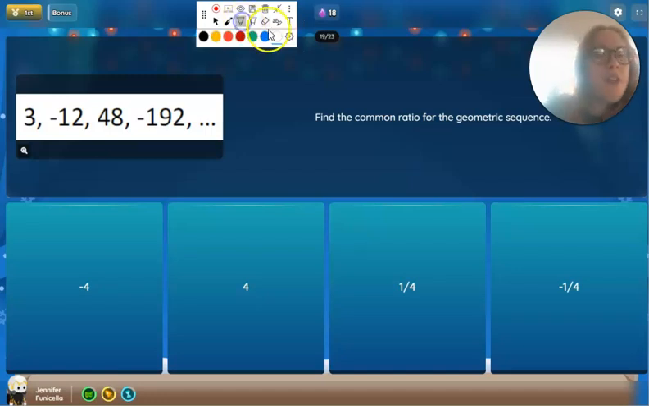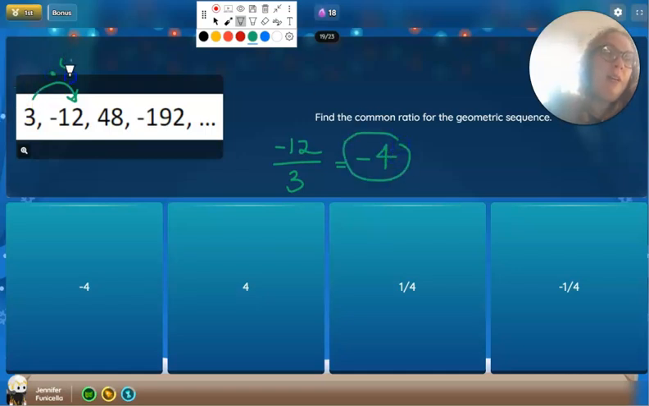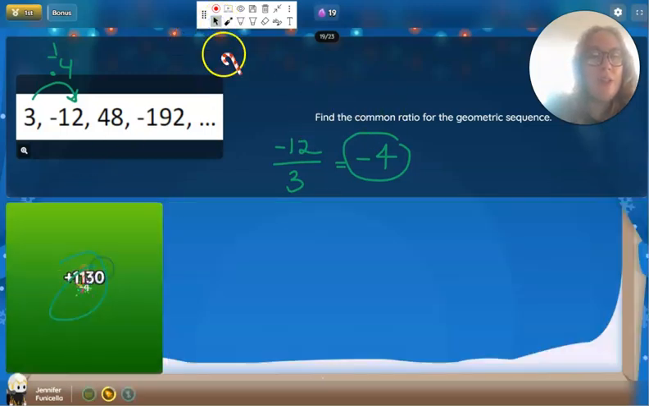Alrighty, the common ratio here from 3 to 12. So again, we can do negative 12 divided by 3 to get us negative 4. So our multiplier is negative 4. Negative 4 times negative 12 is a positive 48, and that will continue to work. Beautiful.